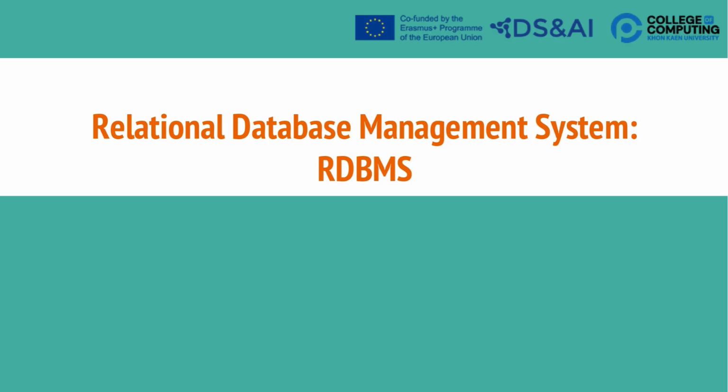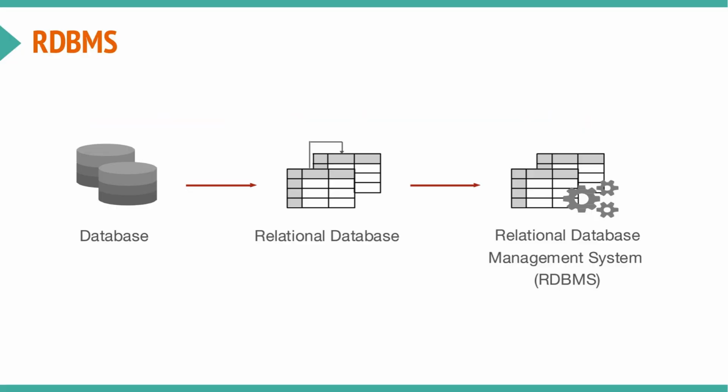Now that we understand the theory, let's talk about the real software we use. This is called a Relational Database Management System, or RDBMS. On the left, you have your raw data, maybe in files. This is just information. In the middle, you organize that data into a relational database. You design the tables, the columns, the rows, and the relationships, just like we learned.